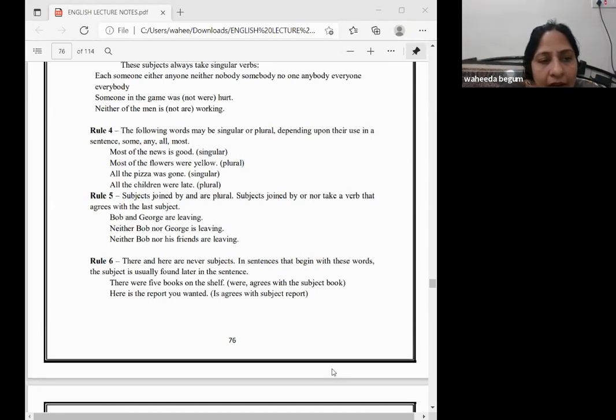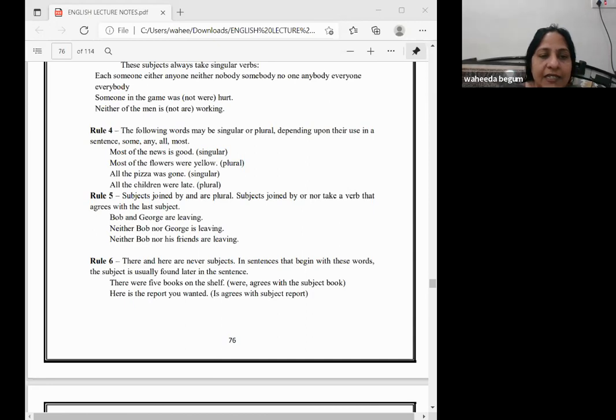Here, Bob and George, they have become two. That is, they have more than one, so it is plural. So the verb that follows will become plural. Bob and George are leaving. If you say Bob and George is leaving, it will be a wrong sentence. Neither Bob nor George is leaving is a correct sentence. When you separate Bob and when you separate George, they become singular. So the verb will be is, in a singular form.